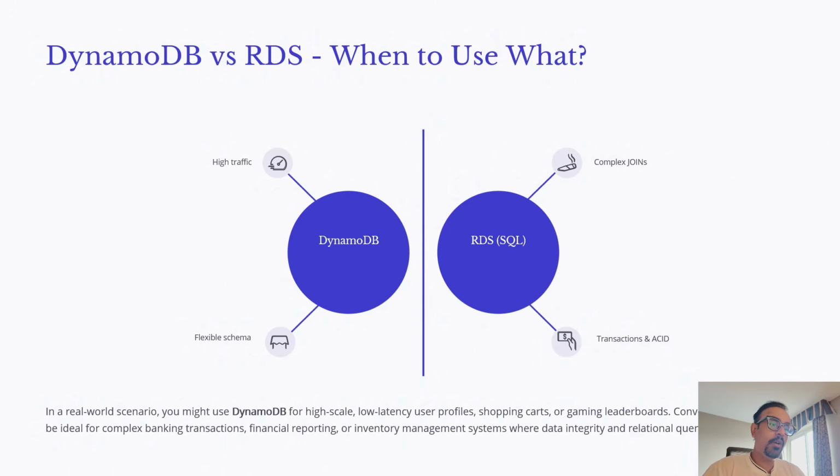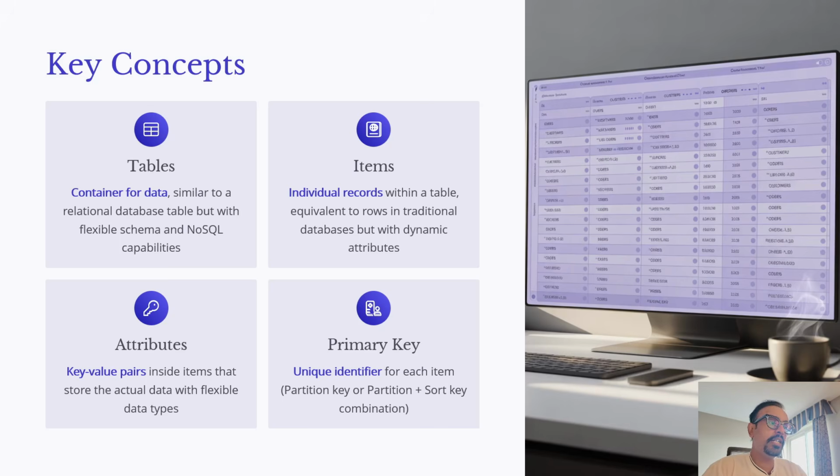To make it simple, think of DynamoDB for user profiles, gaming apps, or IoT data, and RDS for banking systems, ERP platforms, or any app that depends on complex transactions. So let's understand some key concepts that make up the structure of DynamoDB.